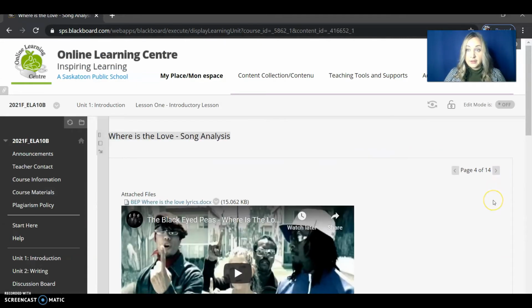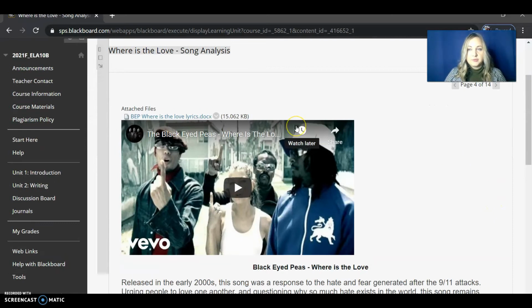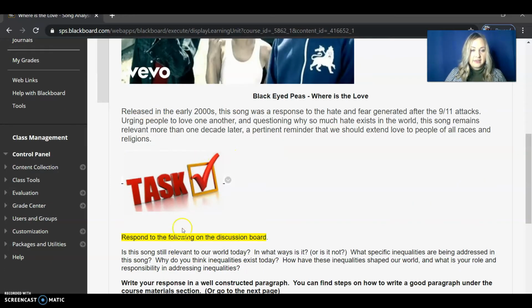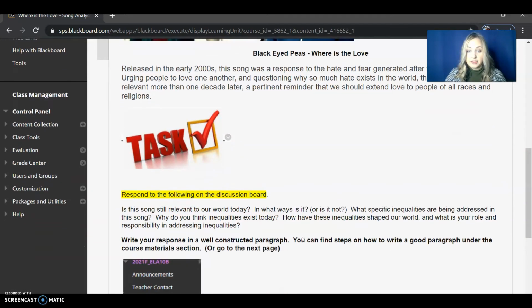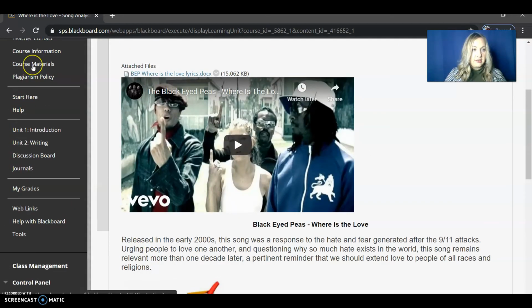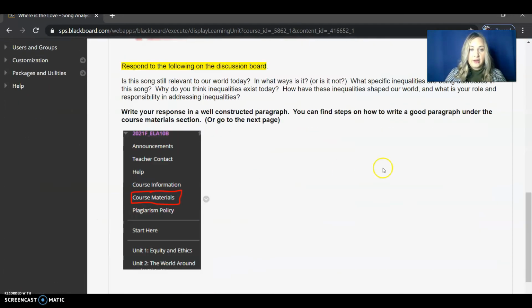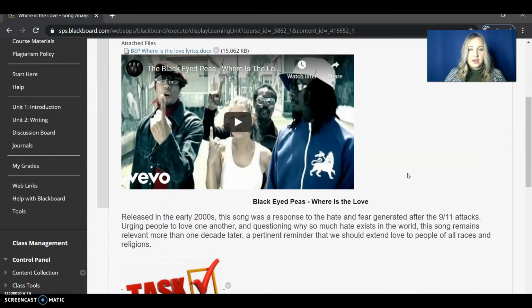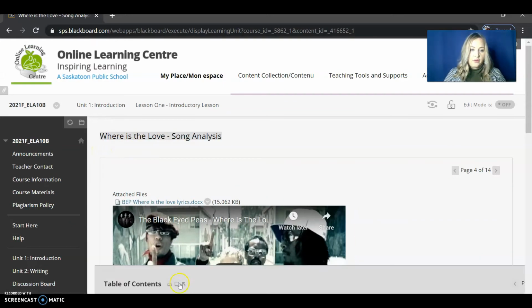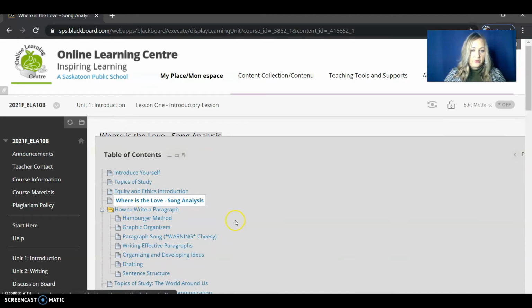Third thing, you're going to listen to this song. It's pretty old, but I think it is still very relevant for today. We've got the lyrics right here, and then you have your task. Respond to the following on the discussion board. Now this is a paragraph response. There's some stuff in your course materials up here on how to write a paragraph. There's also in the next couple slides some resources on how to write a paragraph. So I just want to skip that because you can go through how to write a paragraph.